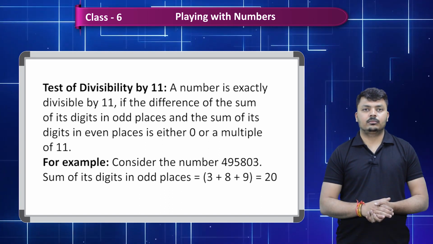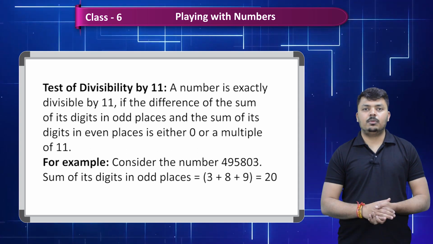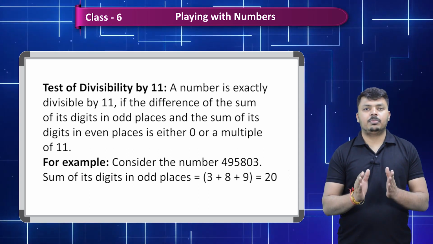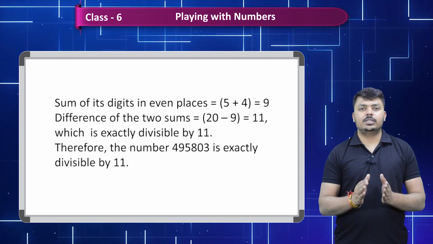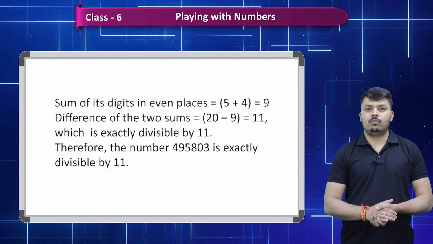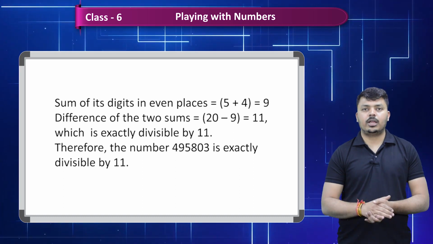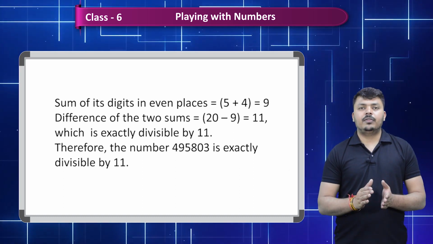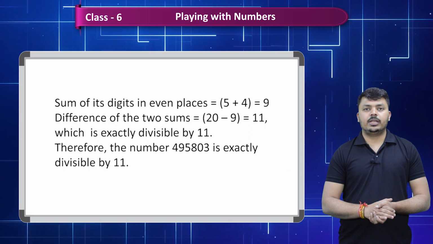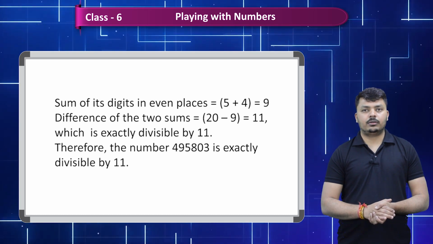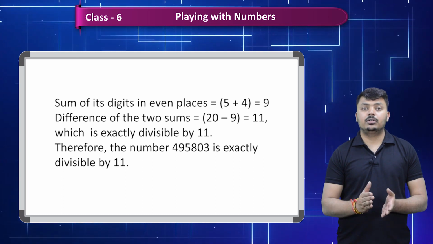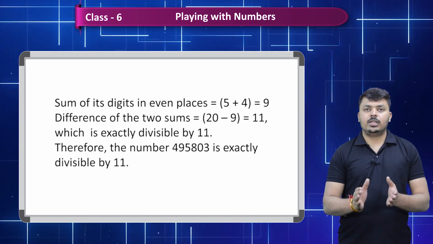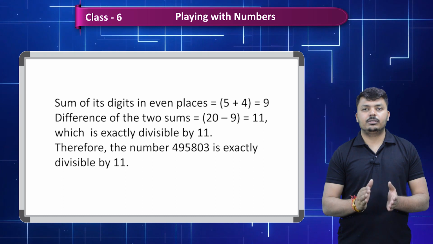Sum of its digits in odd places is equal to 3 plus 8 plus 9 equals 20. Sum of its digits in even places is equal to 5 plus 4 equals 9. Difference of the two sums equals 20 minus 9 equals 11, which is exactly divisible by 11. Therefore, the number 4,95,803 is exactly divisible by 11.